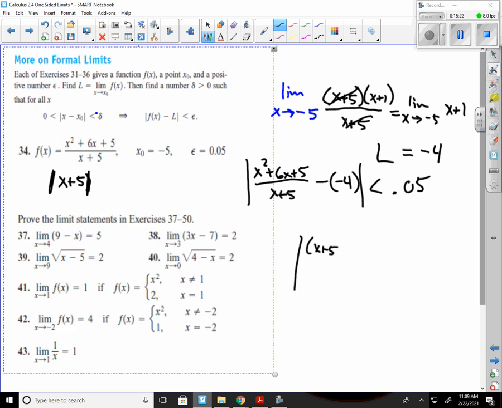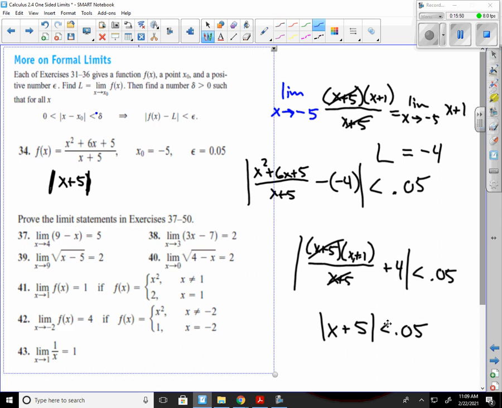x plus 5 times x plus 1 over x plus 5. And then it's a plus 4 because it's minus a negative 4, less than 0.05. This cancels. I have x plus 1 plus 4, which is x plus 5. Absolute value less than 0.05. I can get rid of my absolute values now, and I get negative 0.05 less than x plus 5 is less than 0.05.